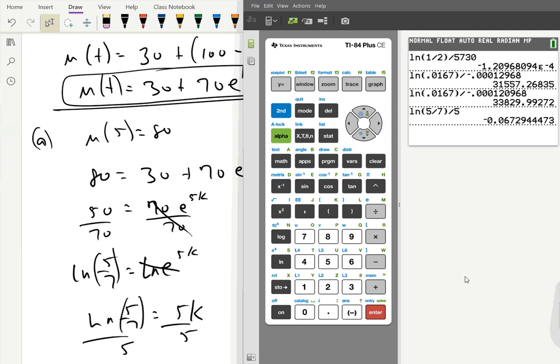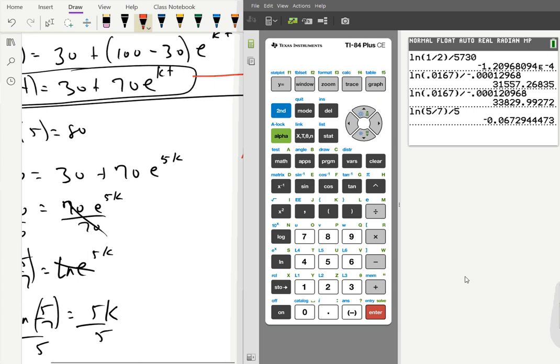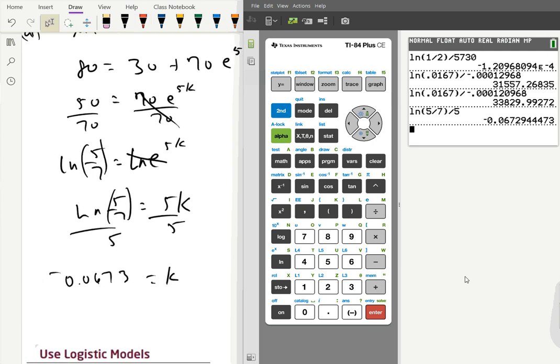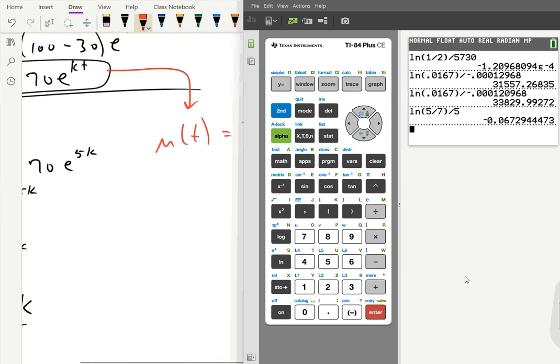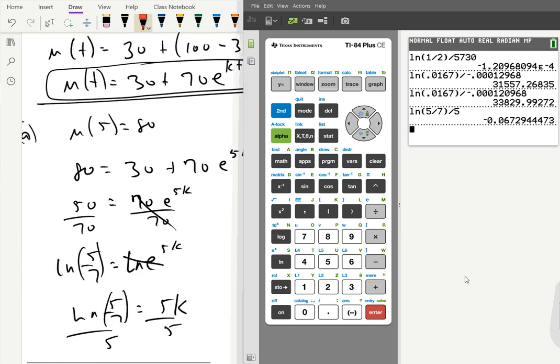Okay. So now let's see. We know that this equation here we can rewrite. We can now rewrite this equation as saying our temperature after T amount of time will be 30 plus 70 e to the negative 0.0673 times T. So that's now our formula that we're going to use.